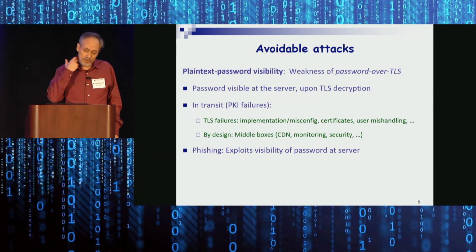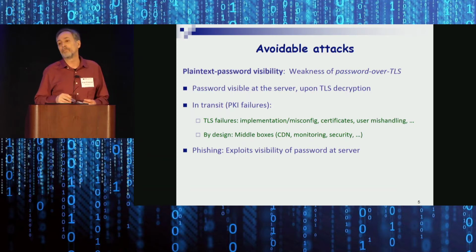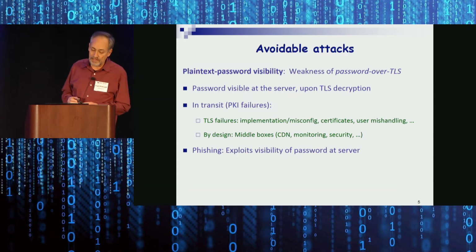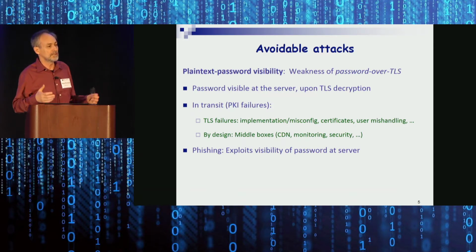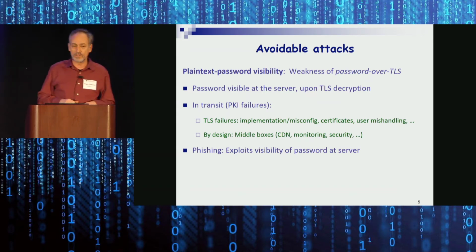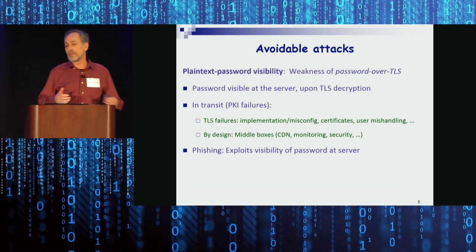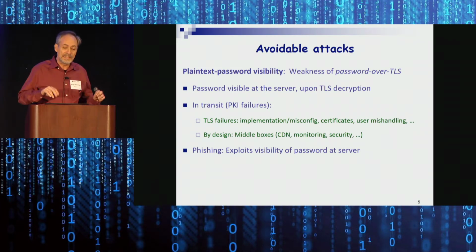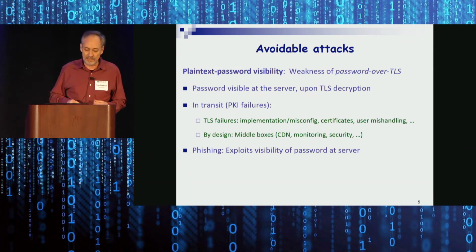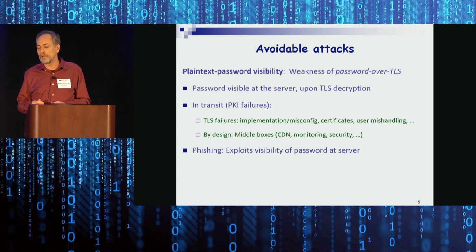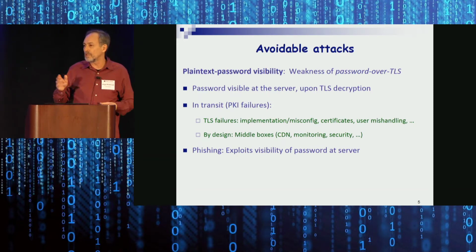There are a bunch of avoidable attacks. One of them, which we owe to password over TLS, which is what the majority of us do, encrypting passwords and sending them over TLS, is what they call plain text password visibility. The server, when it gets the encrypted password, decrypts the TLS and can see the password in the clear. Of course, anyone on the way that can somehow either break TLS or just have a legal opening to see what's in the plain text, such as termination points, CDNs, middle boxes, all of these, the password will be visible to them.